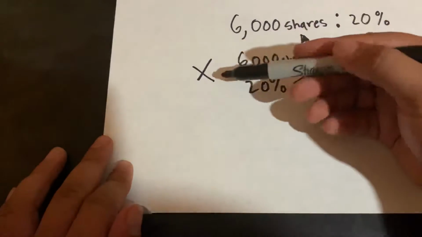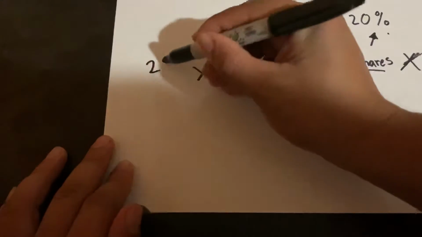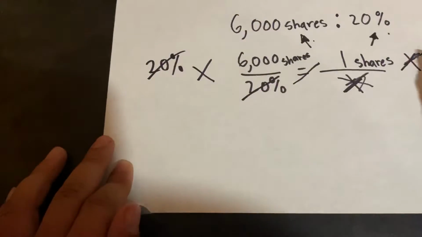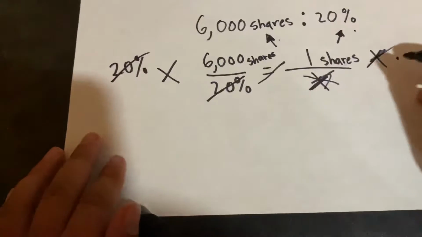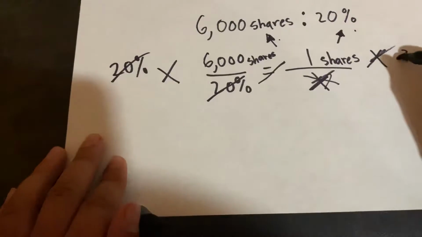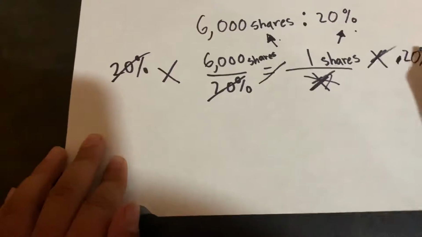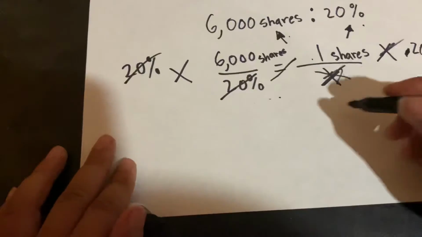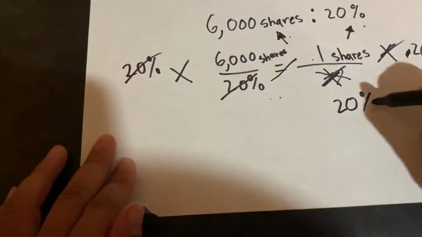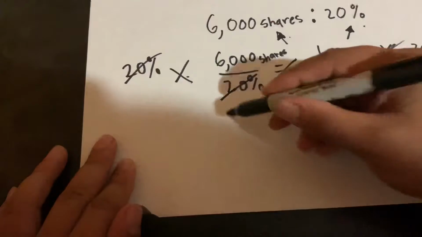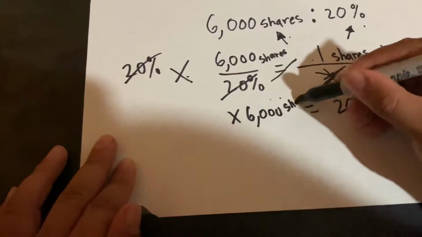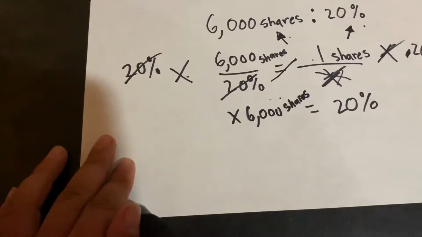Next, I want to isolate the X. So I'm going to multiply 20% to both sides to get the 20% out of the denominator. But I did it to one side, I must do it to the other side. So I'm also going to multiply 20% to the right side. And so there you see the multiplication occurring. And that's going to give me 20%. That's going to equal X times 6,000 shares.